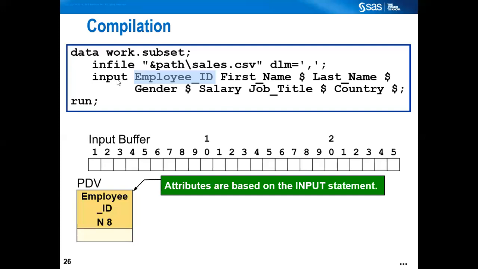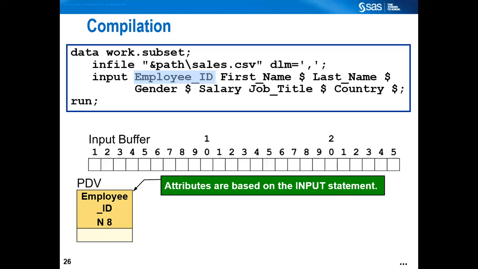Within the input statement, as per our instruction, the first column is created as employee ID, because there is no $ sign. It indicates it is numeric, with a default length of 8 bytes. And this is the space to hold the observation. Understood? Yes.